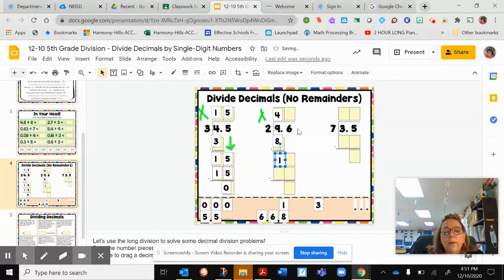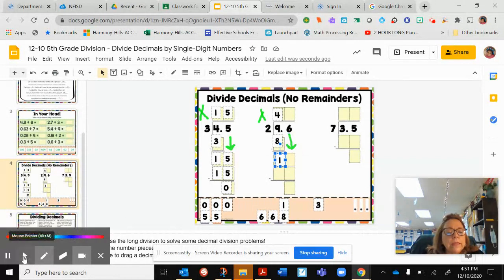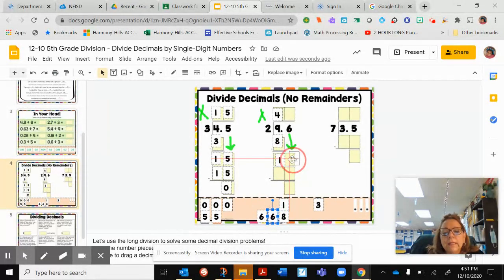And then I'm going to bring down my 6. So I'm going to kind of draw my little arrow down or do a mental note to bring that down. And I have my 6 right here. And how many groups of 2 can get into 16? Or 2 times what will equal 16?